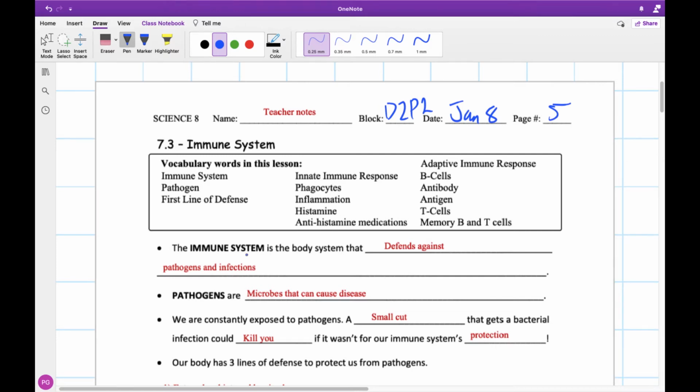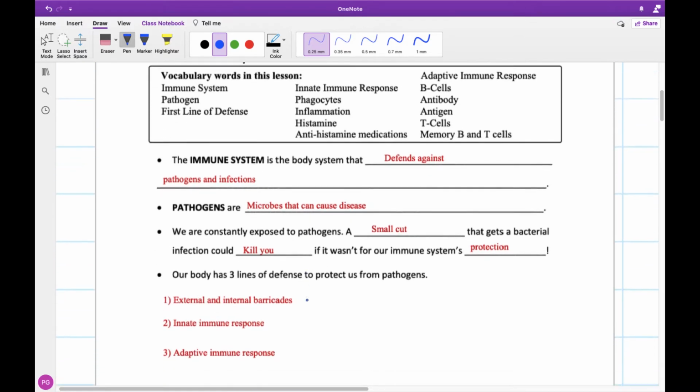Now the immune system is the system in the body that defends itself against pathogens and infections, basically all the things that make us sick. Pathogens are microbes that cause disease. We already talked about microbes. Those are the things we can only see with a microscope. So they're itty-bitty pieces of material, so bacteria or viruses that can cause diseases or other sorts of problems with our body. And we are constantly exposed to pathogens.